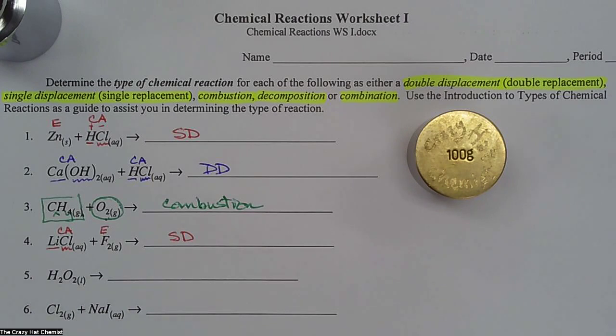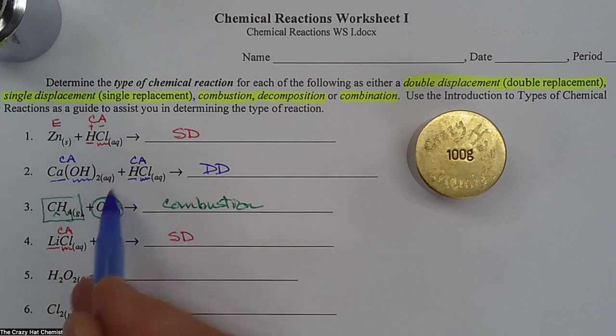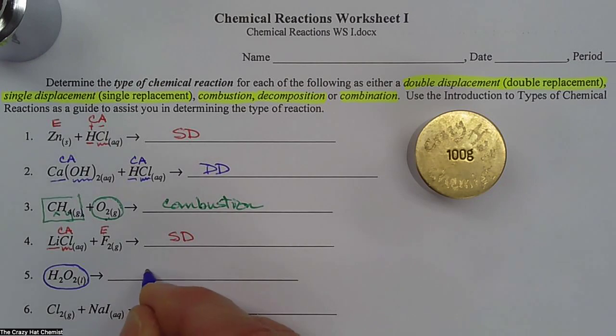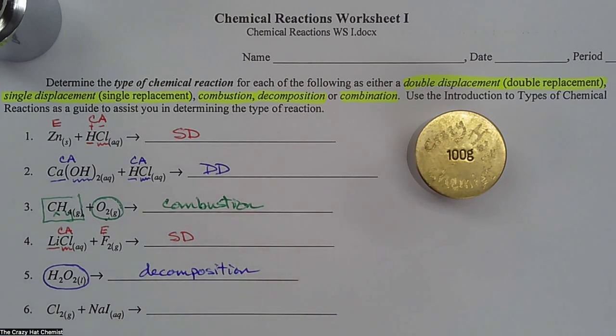You guys are doing a fantastic job. Hang on, you're doing great. Okay, this next one, number 5, is hydrogen peroxide. Now, you notice that there is no plus sign separating out the reactants. There is only a single reactant. When there is a single reactant, this is the easiest one to identify, and this is a decomposition. Decomposition, when you have a single reactant.